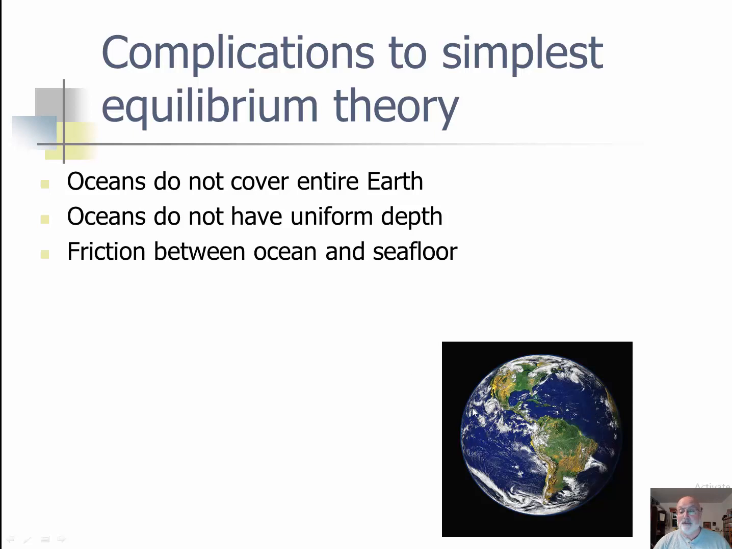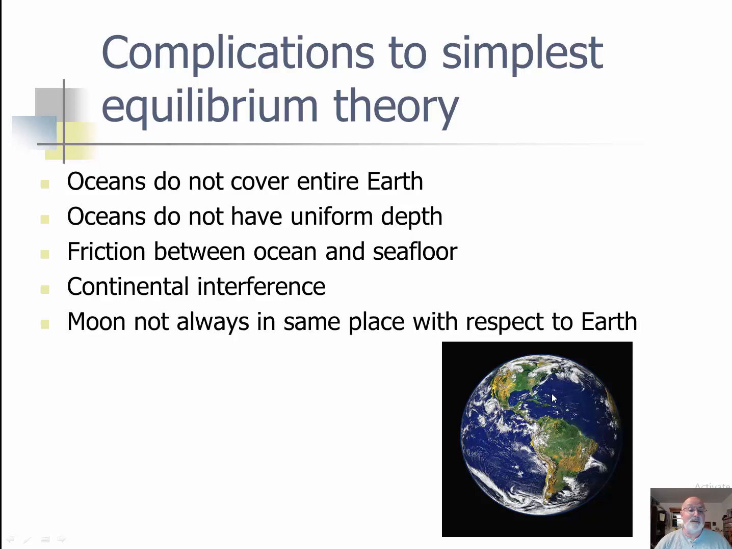Friction between the ocean and the sea floor: as the Earth rotates in this direction, the water drags against the sea floor, which slows the motion of the bottom, which slows the motion of the next layer, sort of like the Ekman transport. It keeps getting less slow as we move up, but it continues to slow down. Continental interference: as the bulge moves into the continents, or the continent moves into the bulge, that can have an effect on the bulge itself.